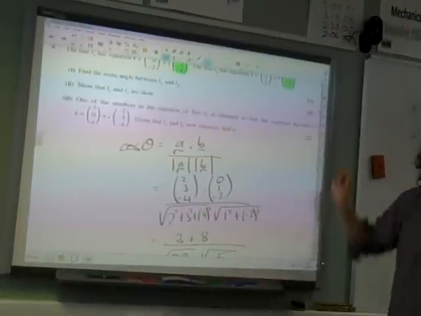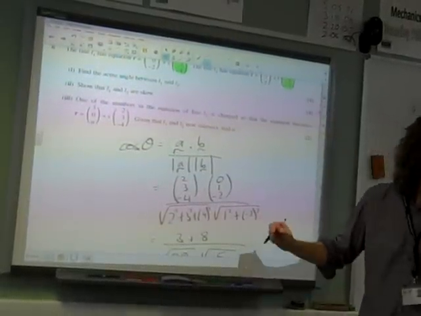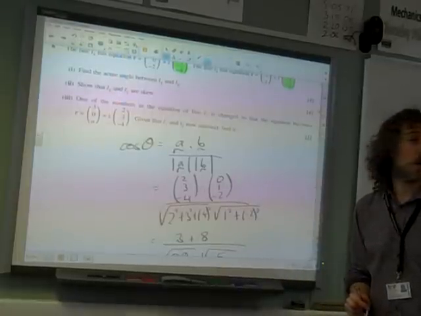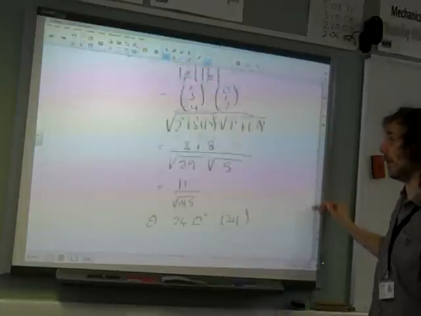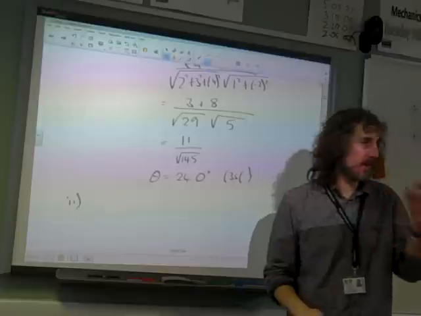Part 2. Show that L1 and L2 are skew. Oh, right. We love doing this. It's one of our favourite bits of doing things. So, part 2, we're going to say if they intersect.